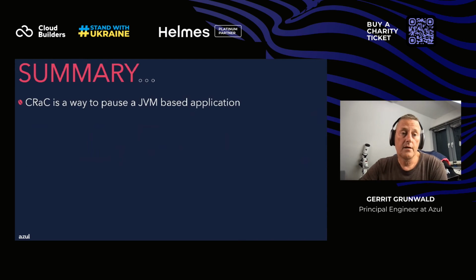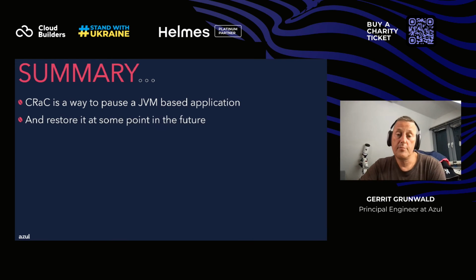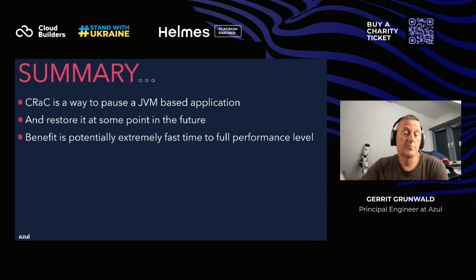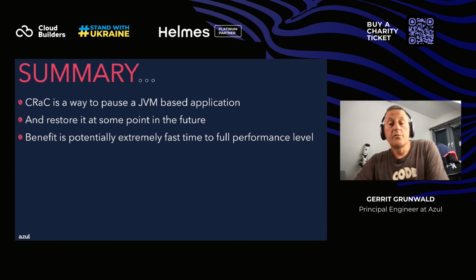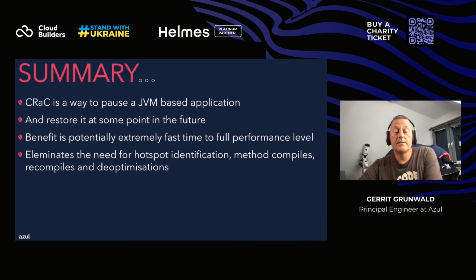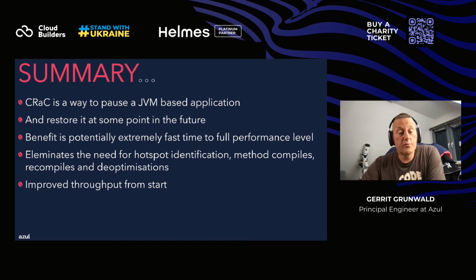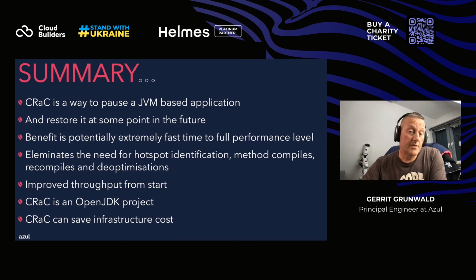As a summary, CRaC is a way to pause a JVM-based application in a controlled way, and you can restore it at some point in the future again. The benefit is potentially extremely fast time to full performance level. It eliminates the need for hotspot identification, method compiles, recompiles, and de-optimizations, because that's all done in the warmup. After that, we create the checkpoint, so we don't have to do it again. We have improved throughput from the start, CRaC is an OpenJDK project, and at least CRaC can save infrastructure cost.